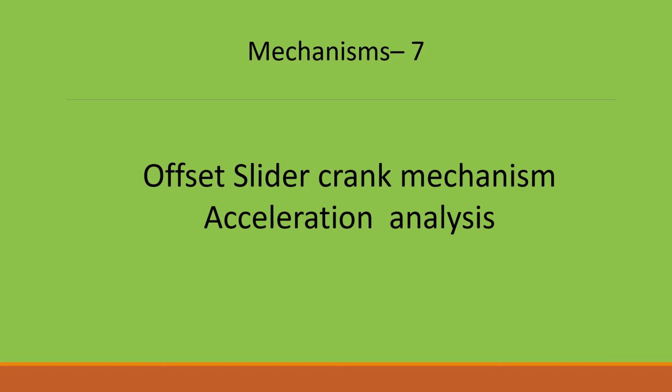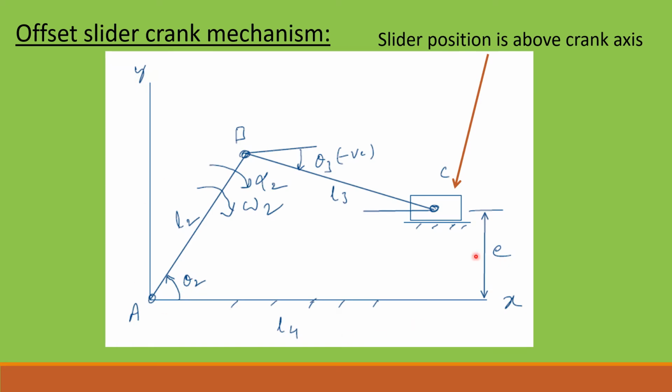Today I am going to discuss acceleration analysis of offset slider crank mechanism. This is offset slider crank mechanism. Position of the slider is above the crank axis. Let us call that type 1.